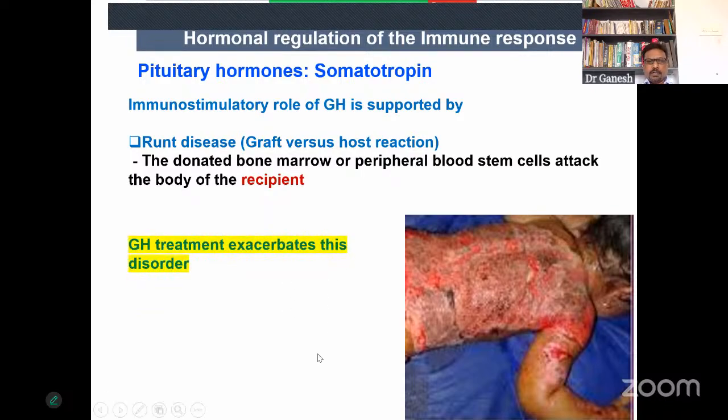Under such circumstances, if GH treatment is done, that exacerbates this disorder. That means it is immunostimulating in function. If GH is administered to these kinds of individuals, then this reaction will be further aggravated.